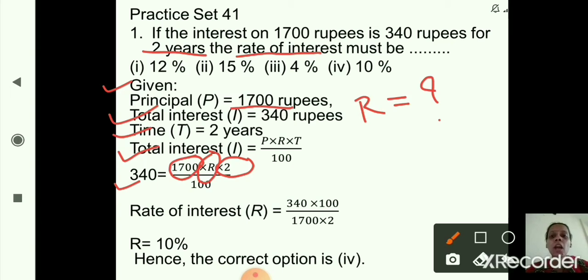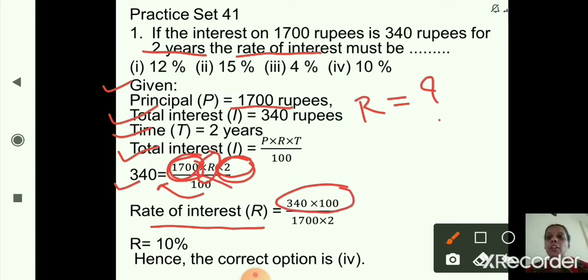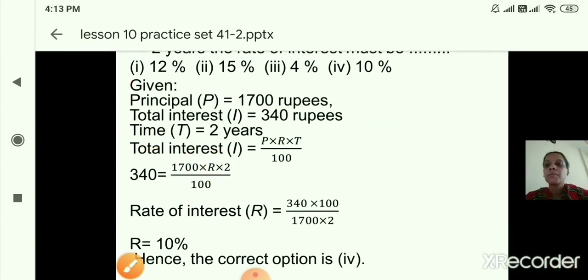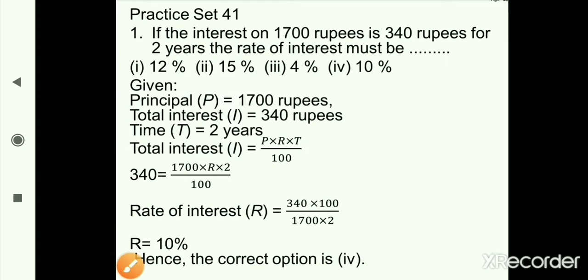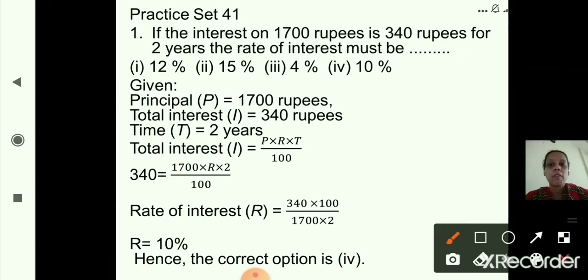Now after putting the values in the formula, as we have to find out rate of interest R, see here, this 100 will go up in the numerator, and 1700 multiplied by 2 will come in the denominator. So rate of interest R is equal to 340 multiplied by 100 upon 1700 multiplied by 2.